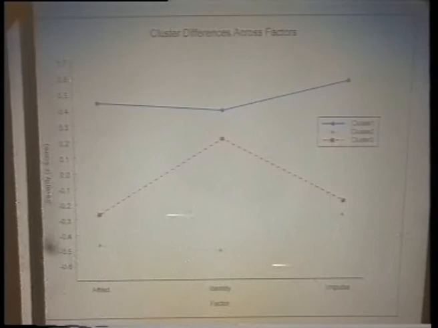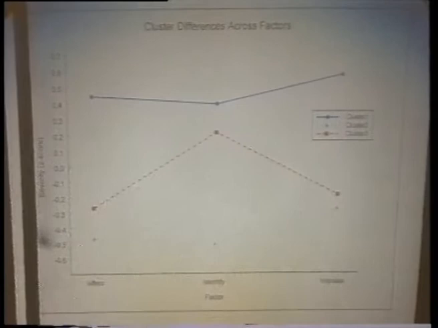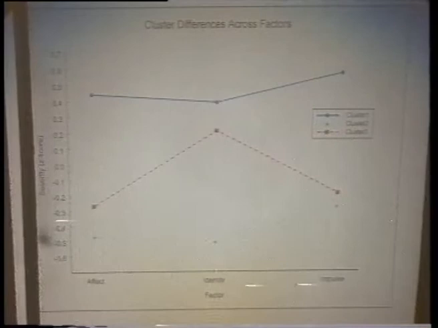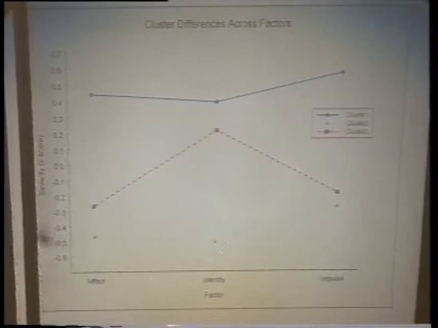And notice they're high on the affect, they're high on identity diffusion, and they're very high on impulsivity. So it means, indeed, that the borderlines who are also antisocial and narcissistic are the sickest people on the borderline criteria themselves. They're high affect, high identity diffused, and high impulsive.